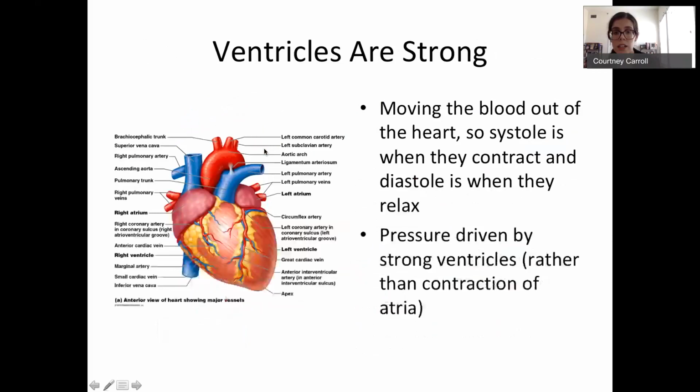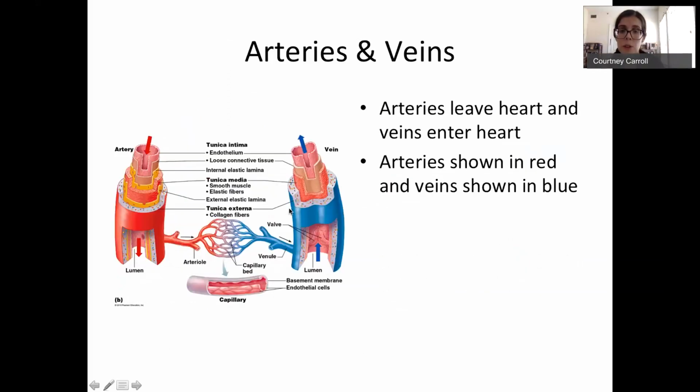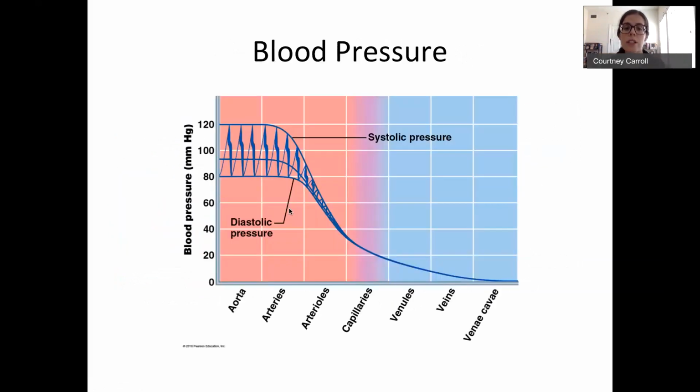While blood is moving through our system by this heart, this muscle here, again, it will use arteries that will leave the heart and veins that will come back and enter the heart. And blood pressure is determined by the measurement of the systolic over the diastolic.